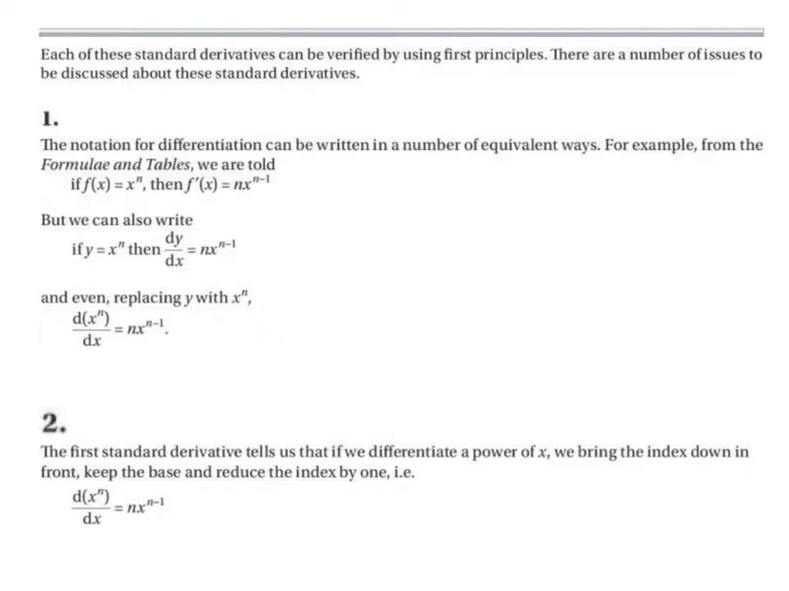Number 2, the first standard derivative tells us that if we differentiate a power of x, we bring the index down in front, keep the base, and reduce the index by 1, i.e. d x to the power of n dx is equal to n x to the power of n minus 1. So we're bringing the power down in front, sticking it on in front of the x or multiplying it by whatever is in front of the x, and then we reduce that power by 1.